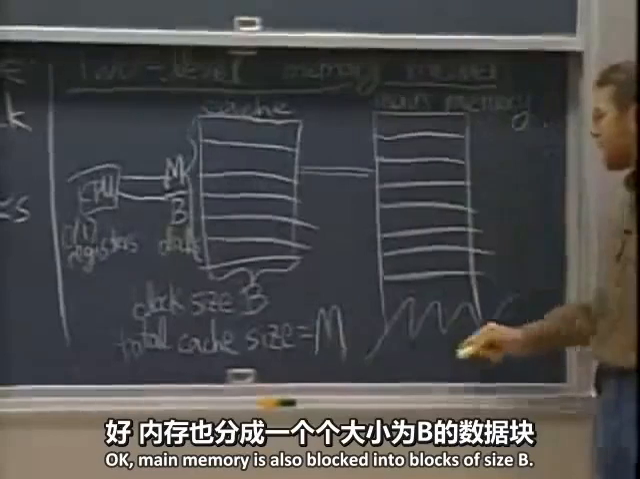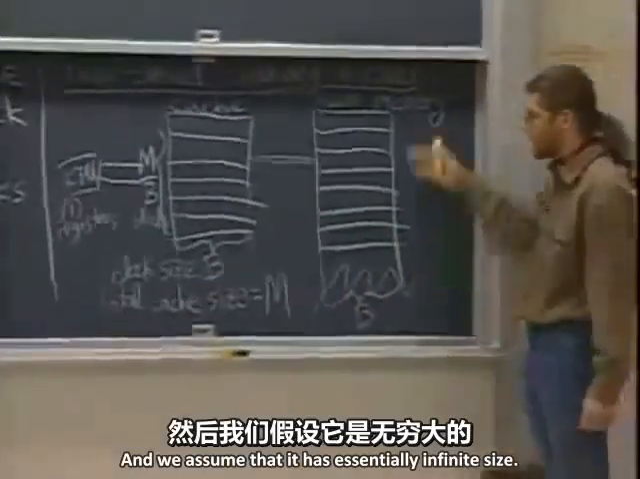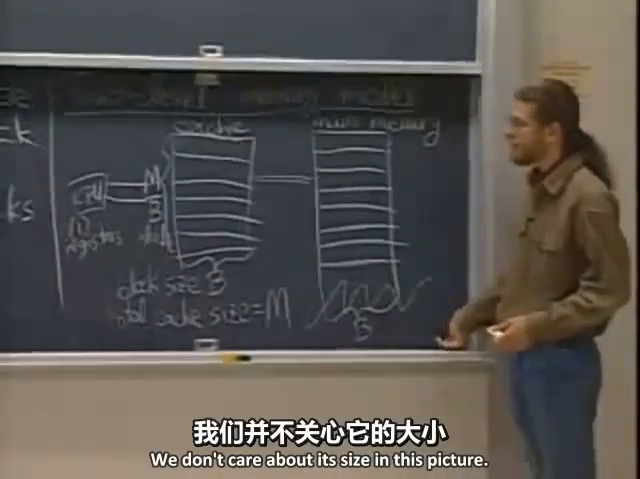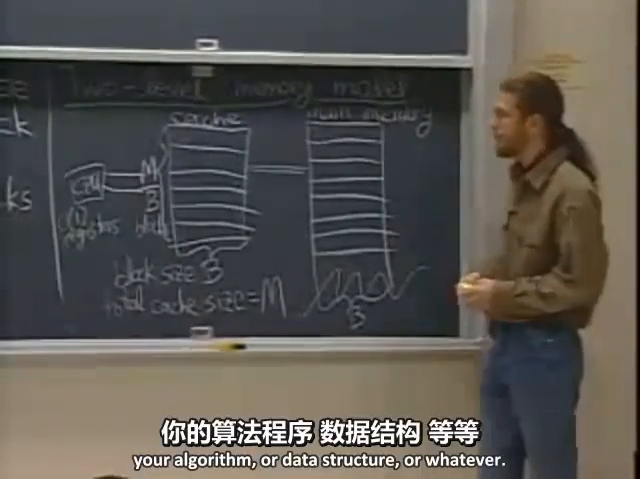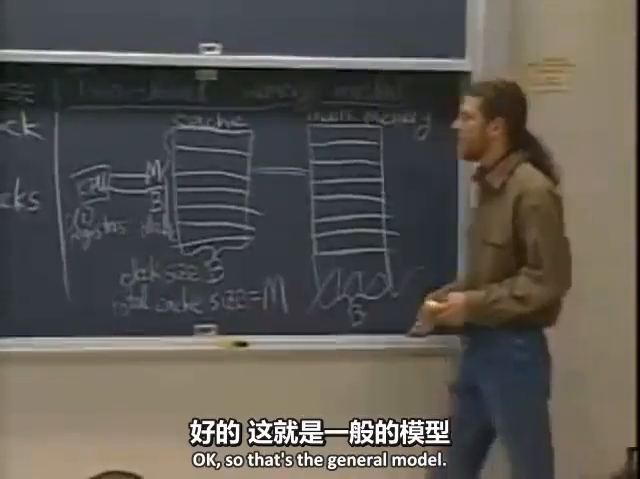Okay, main memory is also blocked into blocks of size B. And we assume that it has essentially infinite size. We don't care about its size in this picture. It's whatever is big enough to hold the size of your algorithm or data structure or whatever. Okay, so that's the general model.